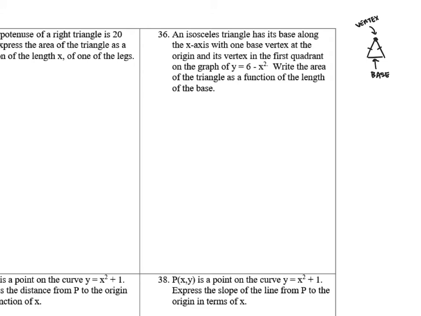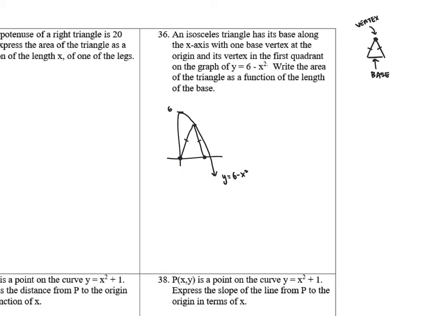Its base is along the x-axis with one base vertex at the origin. So let's go ahead and plot this. It's got one base vertex there. It's got another vertex, looks like in the first quadrant on the graph, of 6 minus x squared. So this is 6. And this function here is y equals 6 minus x squared. So I've got an isosceles triangle where this length and this length are the same.